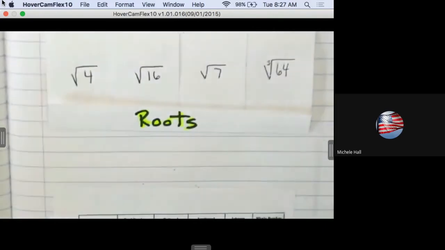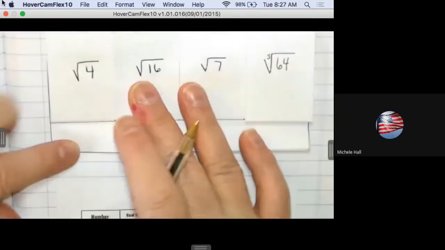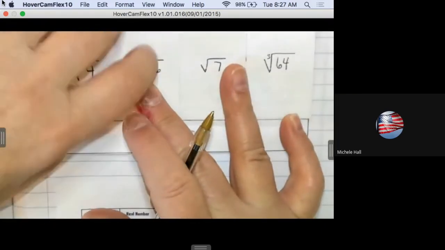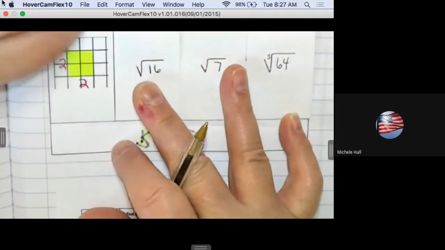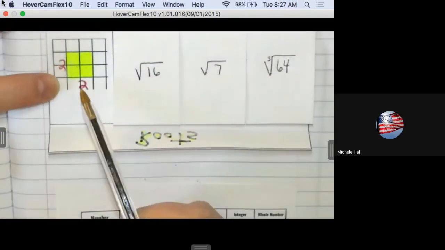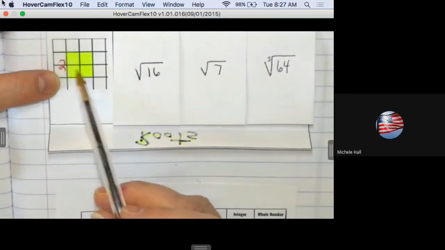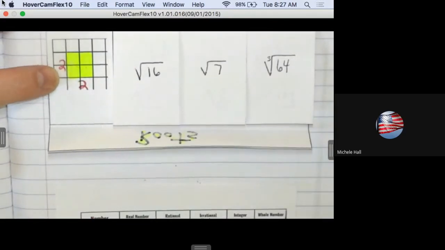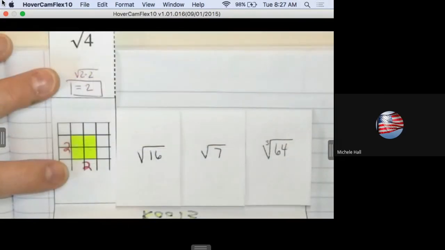All right, so looking at, again, you know, I like the picture. When I'm thinking about the square root of 4, I know that it has an area of 4. It's a 2 by 2 that has 4 blocks here. That's an area of 4. So I would say the square root of 4 can be broken down into the square root of 2 times 2, which is just 2 for a final answer. That's what's actually going on in the picture.